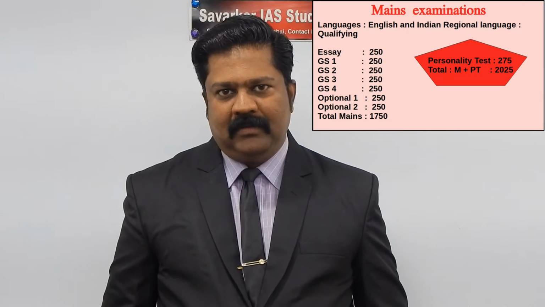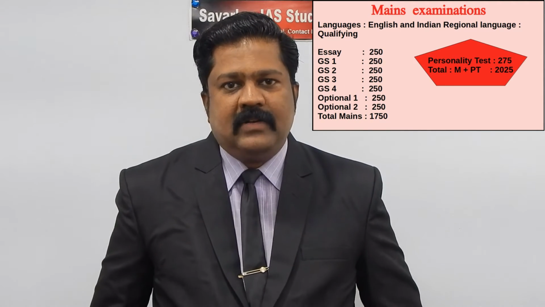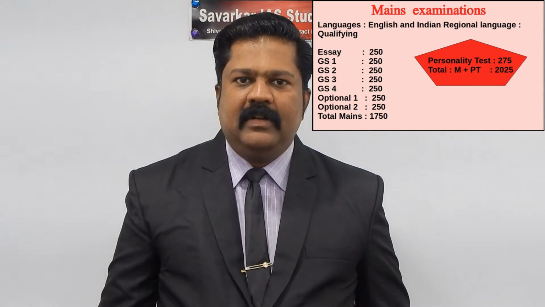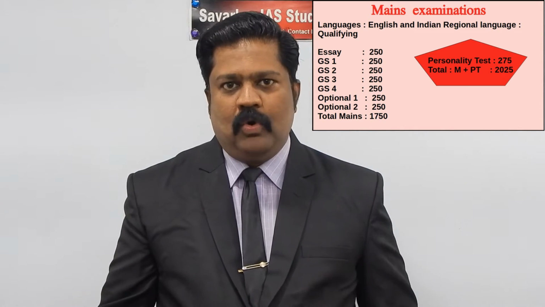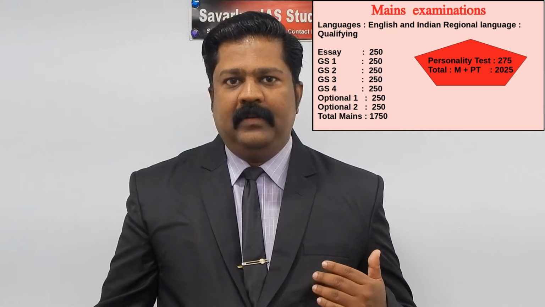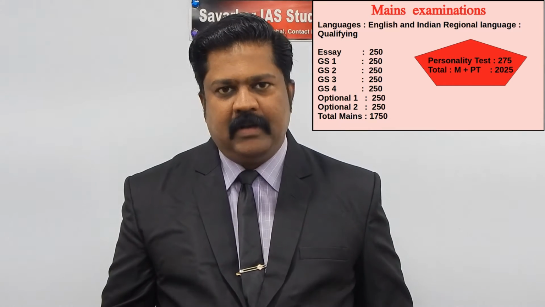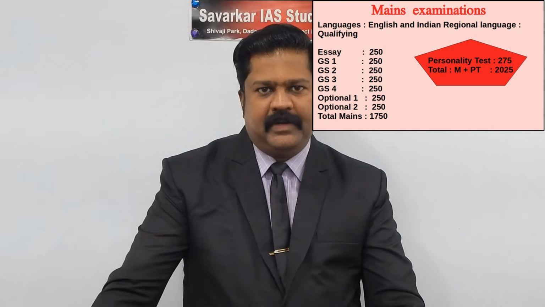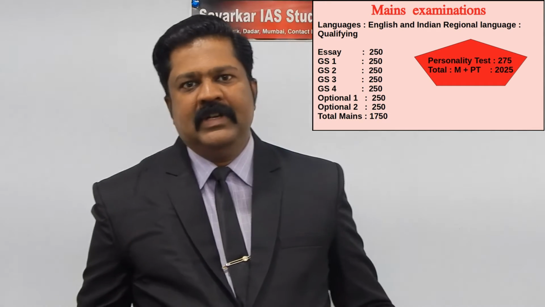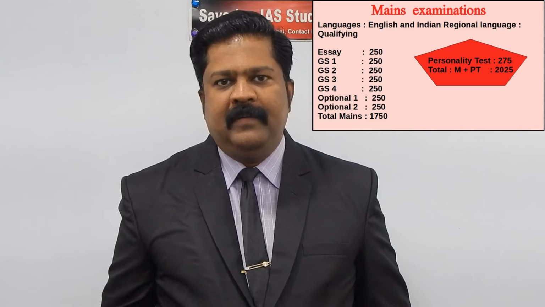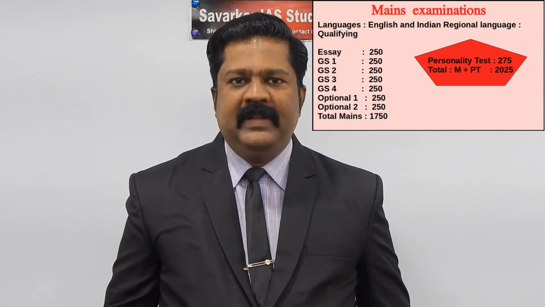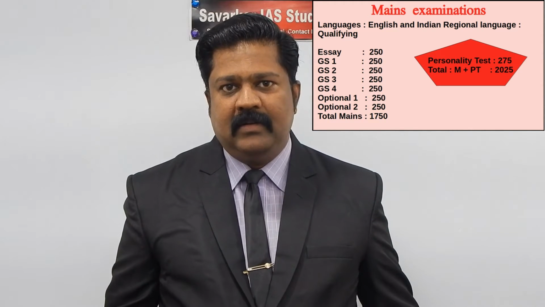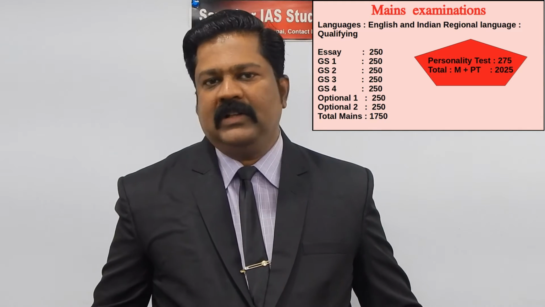Now these two language papers are of qualifying level. Again keep in mind, the scores of languages are not considered in the main score. But if you are not qualified, then your other papers are not going to be checked. So here 25% is the limit for languages. Whatever paper you appear for, you must get a minimum of 25% marks. Then only we are going to check your other papers.